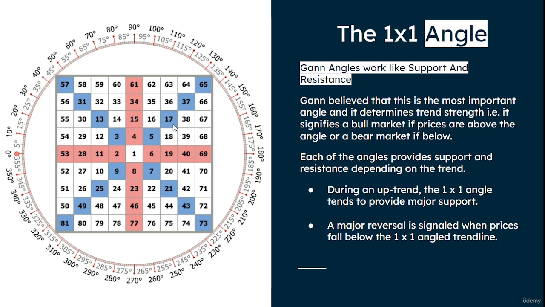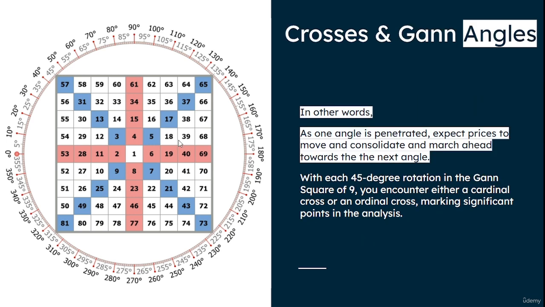Now during an uptrend, let's say the number 16 is the current market price and it is in an uptrend, then the level 15 will act as a support, and the 17 will act like a resistance. So this is the basic theory. You will see how we implement it in the later part of the video. In other words, as one angle is penetrated, expect price to move. The same support and resistance concept is there, which is written again and again in various languages, so you do not need to worry about that part.